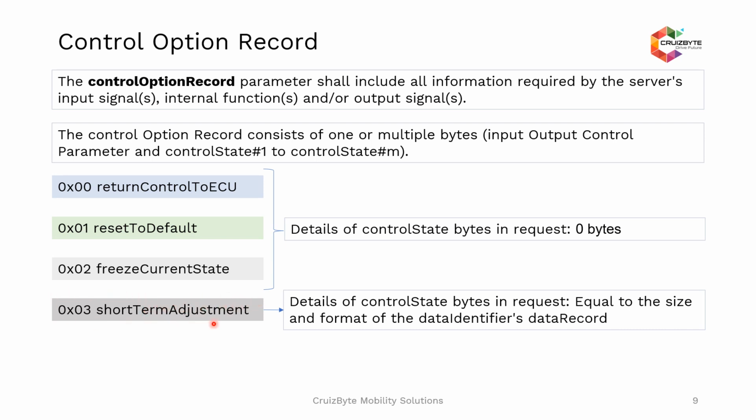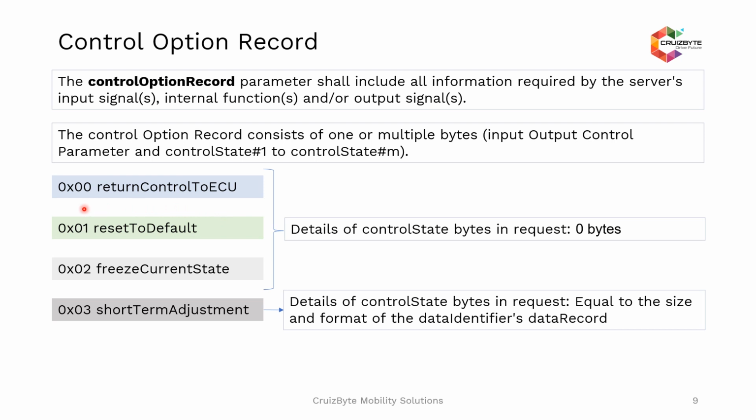Once this adjustment is done, you want to tell the ECU that you want to come out of this control and hand over the control to the ECU. Then in the next request, you send this 0x00 return control to ECU. That means you've done a short-term adjustment and you are giving the control back to the ECU so that it brings back the default value or the current state values to those signals which are part of the DID. So this is called the return control to ECU parameter.